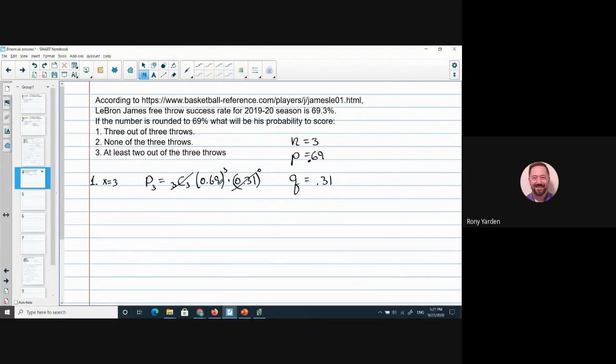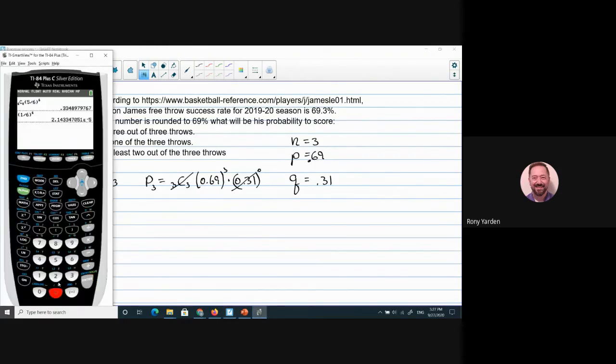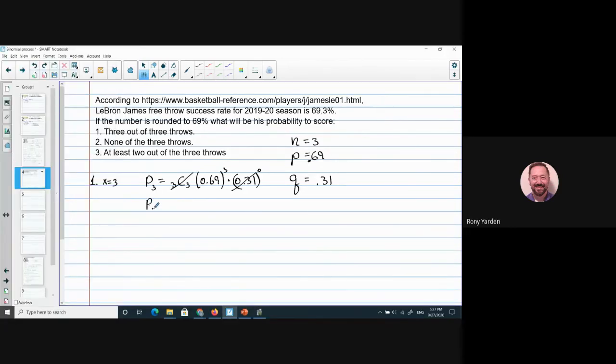And now we have to calculate 0.69 to the power of 3. This is 0.33. I round it again. 0.33, or also 33%. There is a probability of 33% that LeBron James on a free throw will score 3 out of 3.